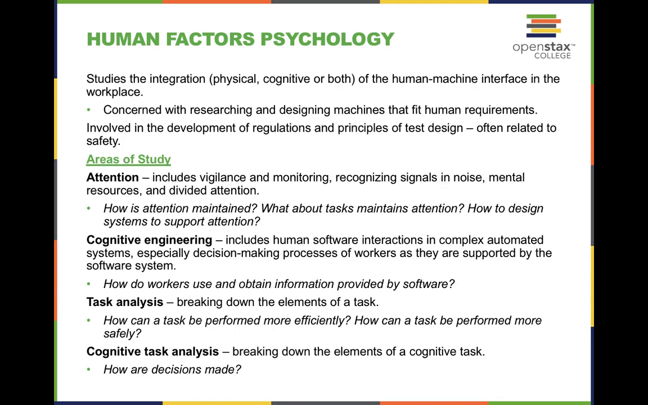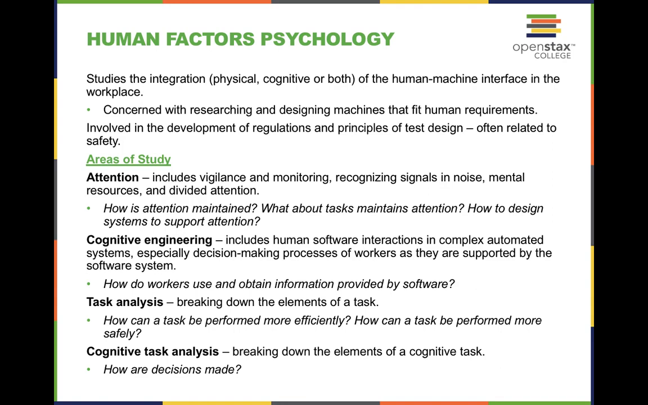So some questions that are posed: how is attention maintained? What about tasks maintains attention? And how do we design systems to support attention? Next is cognitive engineering, which includes human-software interactions and complex automated systems, especially decision-making processes of workers as they are supported by the software system. So a question posed is, how do workers use and obtain information provided by software?